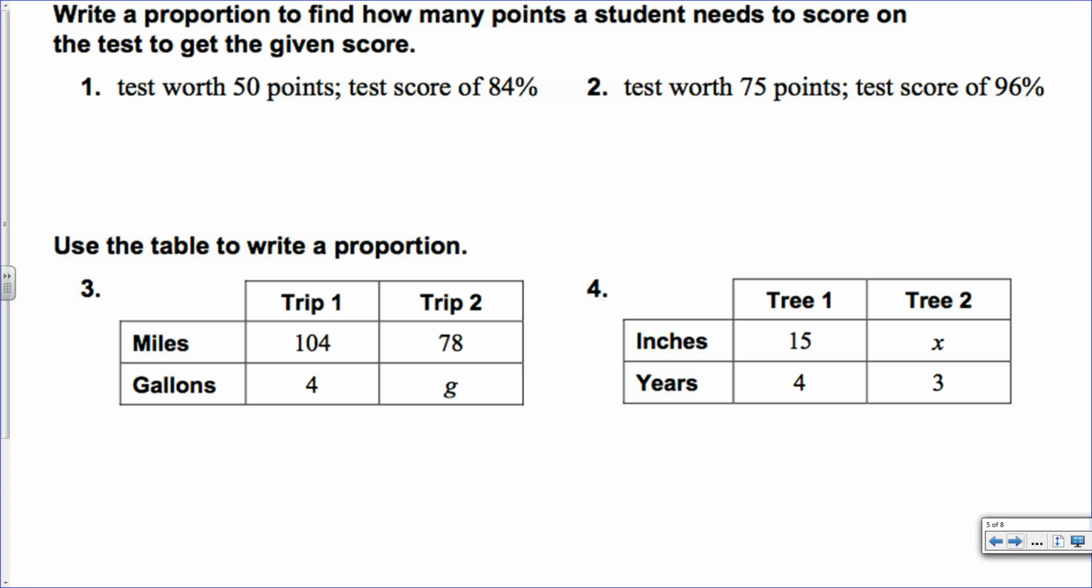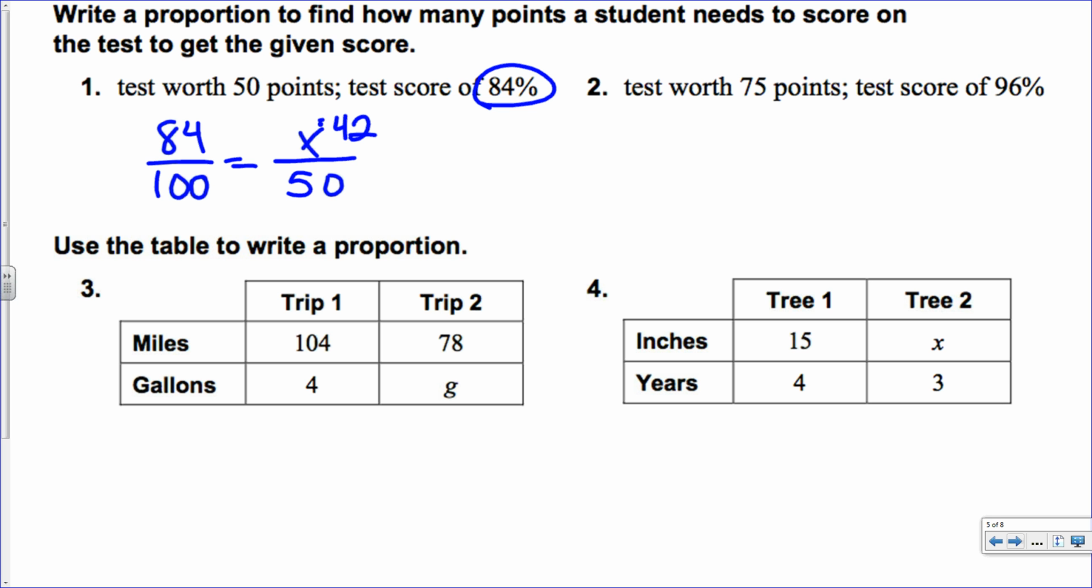Okay, number 1, it says to write a proportion to find out how many points a student needs to score in the test on the given score. So we'll do a percent first. 84% means 84 out of 100. We set that equal to something over 50. This one can be solved with mental math because half of 100 is 50. So I would need to know what half of 84 is, and that would be 42.